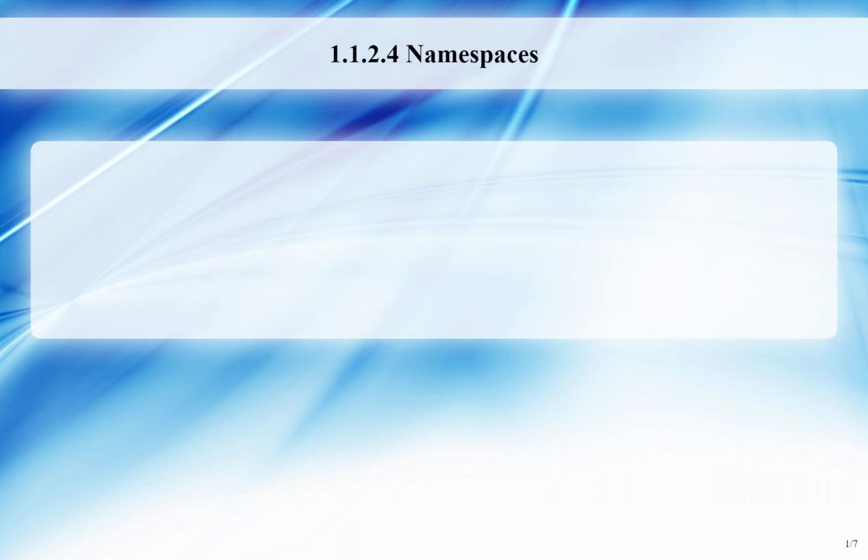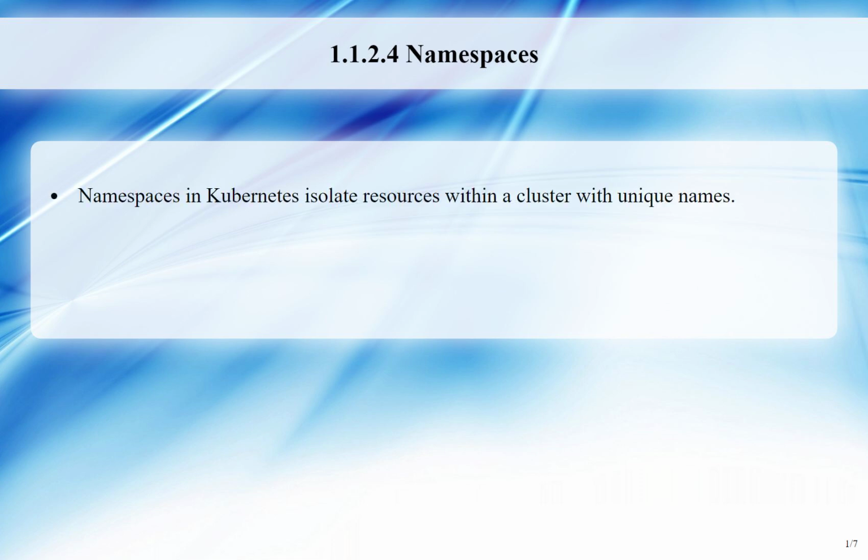Chapter 1.1.2.4 Namespaces. In Kubernetes, namespaces are used to isolate groups of resources within a cluster. Resources within a namespace must have unique names within that namespace, but not across namespaces.